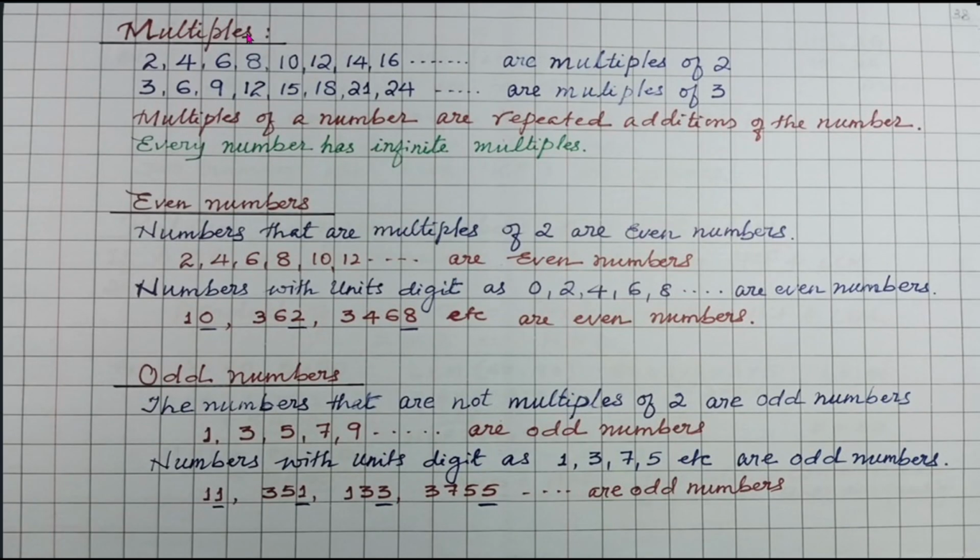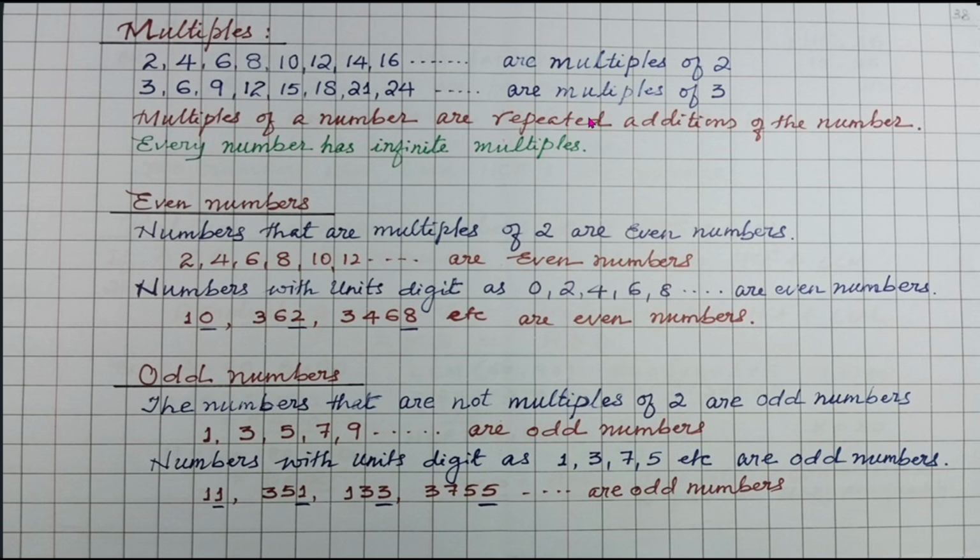Now let us talk about multiples. 2 ones are 2, 2 twos are 4, 2 threes are 6, 2 fours are 8, 2 fives are 10, 2 sixes are 12, 2 sevens are 14, 2 eights are 16, and so on. They are all multiples of 2. And 3 ones are 3, 3 twos are 6, 3 threes are 9, 3 fours are 12, 3 fives are 15, and so on. They are all multiples of 3. So multiples of a number are repeated additions of the number. Every number has infinite multiples. Remember, every number has infinite multiples.